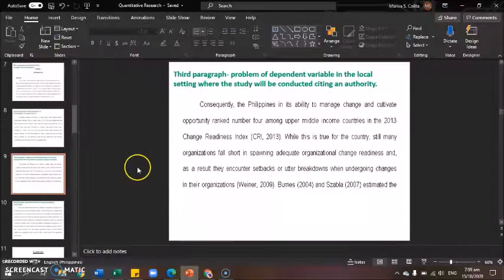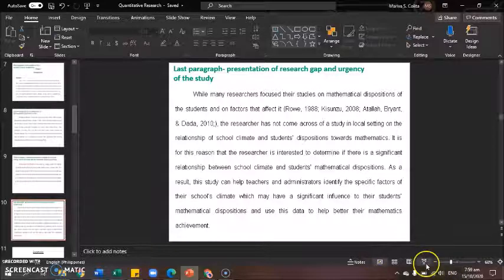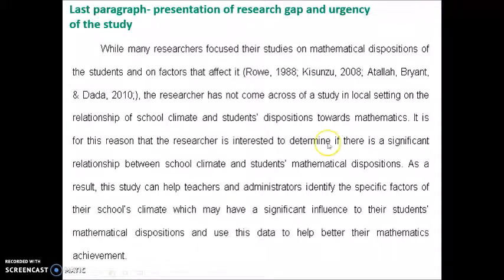How about the last paragraph? So sabi natin kanina, the last paragraph should be about the research gap and the urgency of the study. So in-explain ko briefly yung research gap kanina. And here's an example. While many researchers focus their studies on mathematical dispositions of the students and on factors that affect them, ito yung mga studies about mathematical disposition.